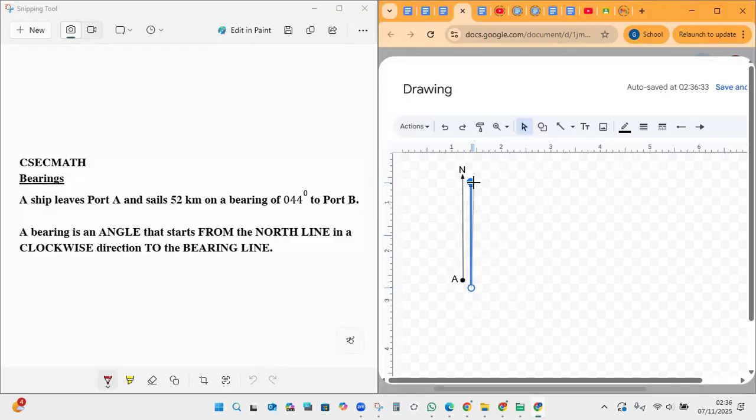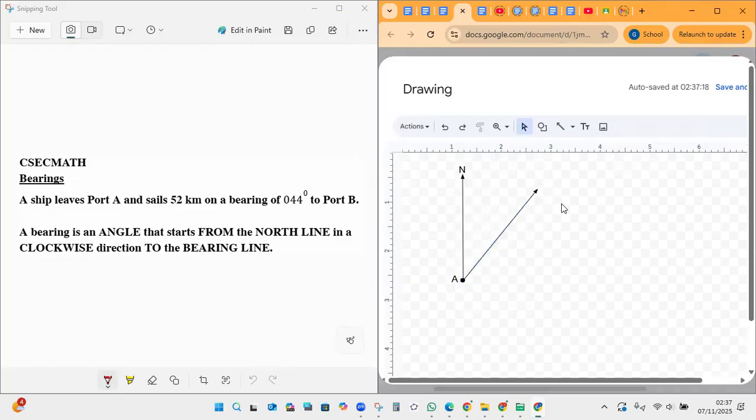Now, 44 degrees is less than 90 degrees. So B is not totally east. It's almost halfway, 45 degrees, okay? Northeast. 44 is very close to 45 degrees. Half of 90 is 45. Okay, so here's the bearing line.